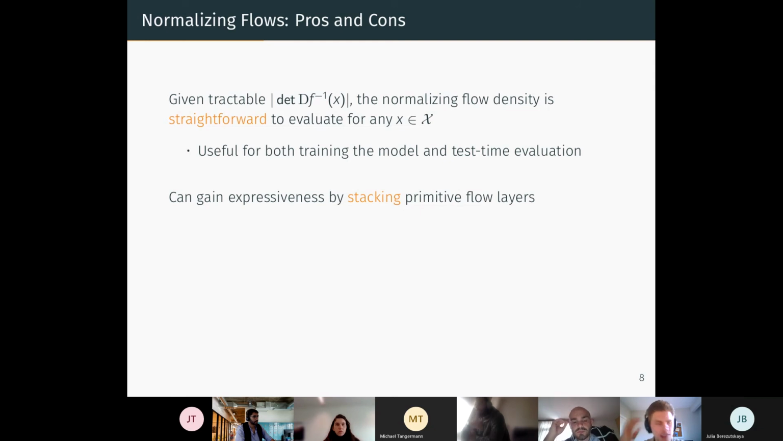And you can also stack these models quite easily. They're kind of interchangeable. If you have several bijections in a row, it's still a bijection. And you can also add up all of the contributions of the log Jacobians.